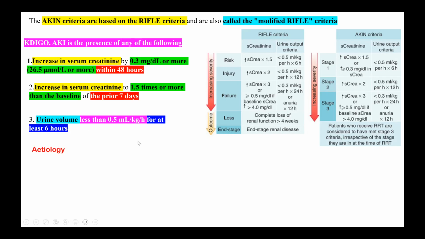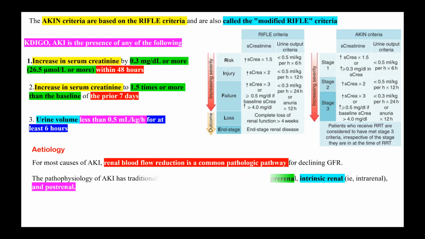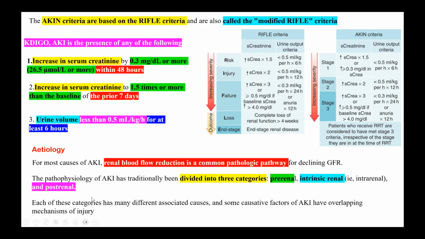Now, after assessing according to the criteria, which stage or how much severity, what are the possible causes? The main cause basically is renal blood flow reduction, which is the common pathological pathway. So unless the glomeruli receive adequate blood supply, GFR, that is filtration, cannot happen. This is a very simple, basic, logical thinking. And the pathophysiology of AKI is divided into 3 categories: pre-renal, intrinsic renal, or post-renal. And each of these categories has many different associated causes.